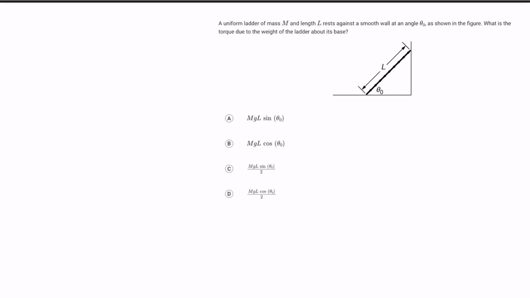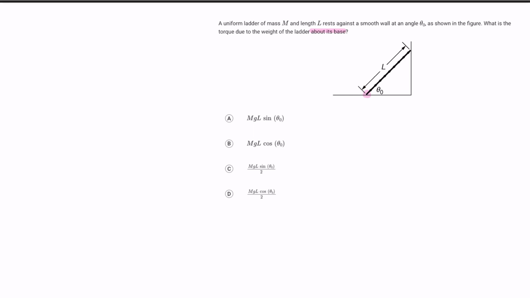All right, so this part right here where it says about its base is telling us that our axis of rotation is going to be at the base where the ladder is touching the ground. And that's kind of easy to visualize because if we were to make this wall disappear, then what would happen to the ladder? It would just fall straight downward, and the axis of rotation would be about the base where it's touching the floor. That said, the question is, what is the torque that's being generated due to gravity?